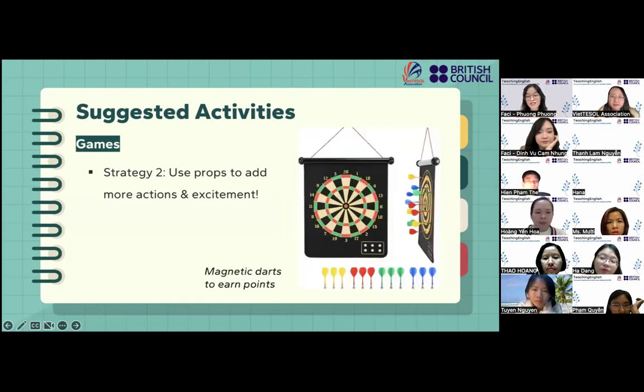Or this one, my students love this, the magnetic dart game. So you can use this so after a student answers some question, they can get the chance to throw the dart, and then they can get points from that. Or maybe they throw the dart to select the question.